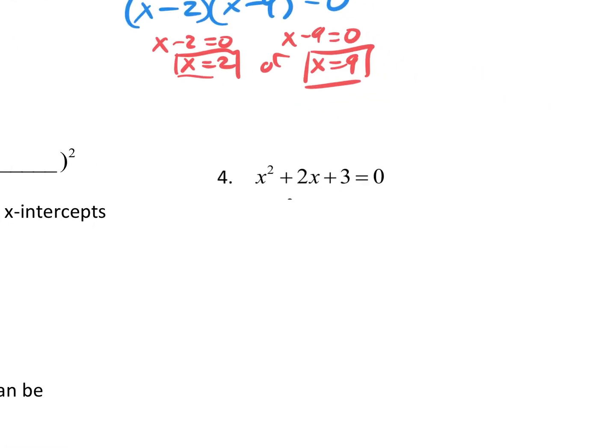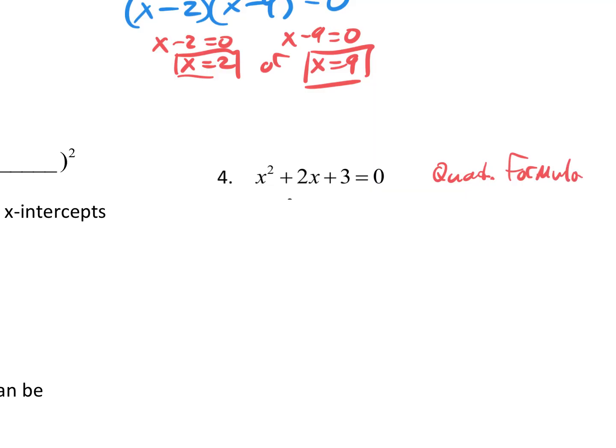Moving on to number 4 here. Figure out how to copy it here. Looking for two numbers that add to 2 and multiply to 3. Well, they don't exist, so we're not going to be able to factor here, so we need to use the quadratic formula. That's our next method, quadratic formula.